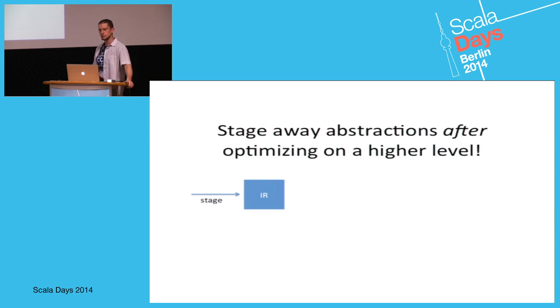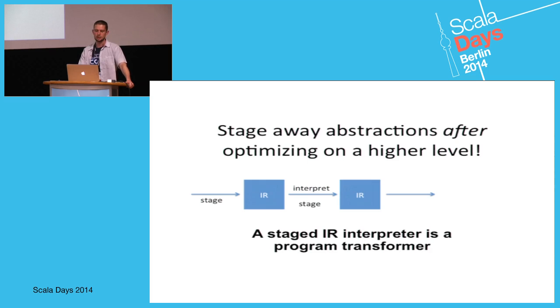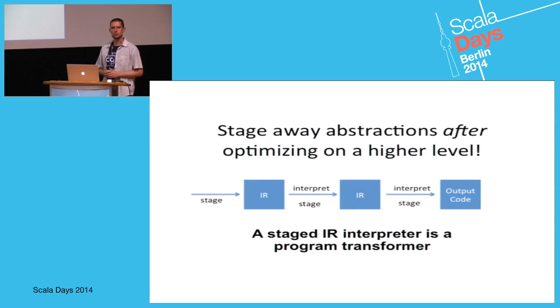Now we can take these ideas even another step further. We've seen that any staged code produces an IR, and we know that staged interpreters are compilers, right? So now we can do something interesting, and we can implement an IR interpreter. Over the IR that we've been building in the staging process, we can interpret it again using a staged interpreter and get another IR here, right? So the key takeaway here is that a staged IR interpreter is actually a program transformer. And now we can do interesting things, namely we can build these pipelines of IR transformers, right? And at the end of this pipeline, we can generate some output code here.